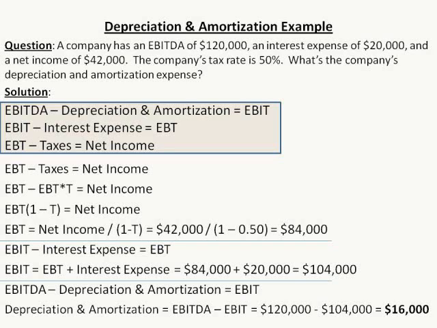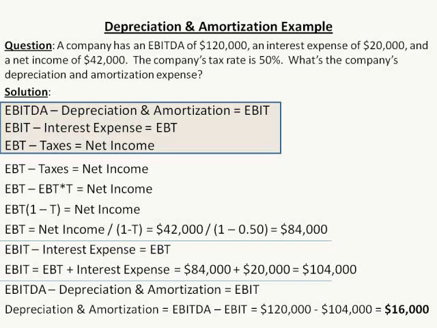Again, T is the tax rate. Now just substitute in the information. We know the net income is $42,000 and the tax rate is 50%, so 0.50 in decimal notation for the tax rate T. So $42,000 divided by 1 minus 0.50 equals $84,000.